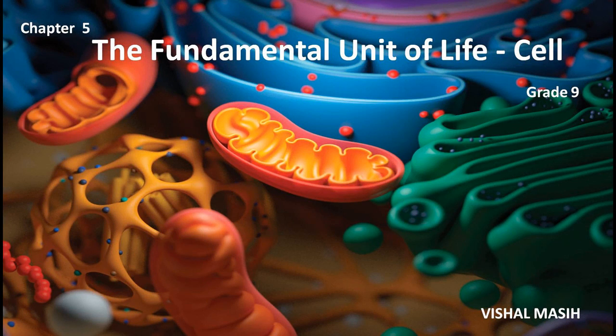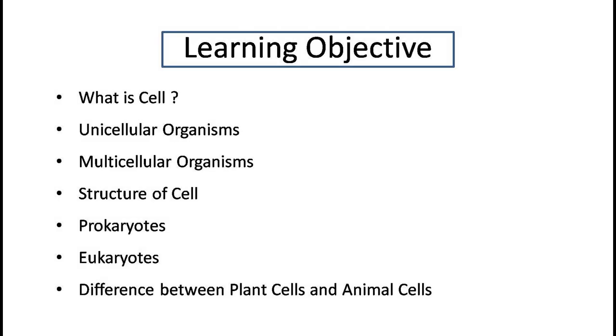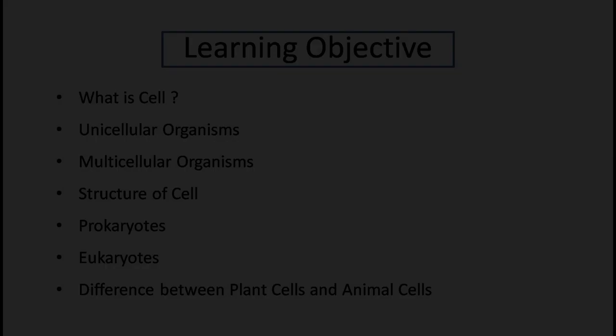Let us start with the fundamental unit of life, cell. In this chapter we shall see what is cell, unicellular organisms, multicellular organisms, the structure of cell, prokaryotes, eukaryotes, and the difference between plant cells and animal cells.